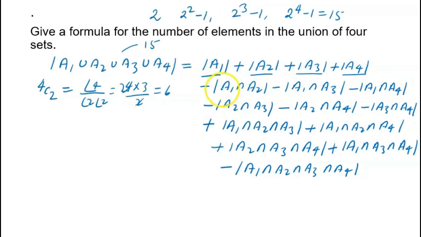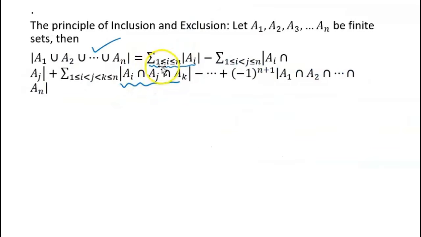And one more thing that you need to understand, that when I'm writing it, I'm writing in a very systematic order, like a1 and then I'm taking its intersection with a2, a3 and a4. Then I'm taking a2 and a3 and then a2 and a4 and finally a3 and a4. So every time, if you look at this formula, we are keeping i less than j when I'm taking ai intersection aj.